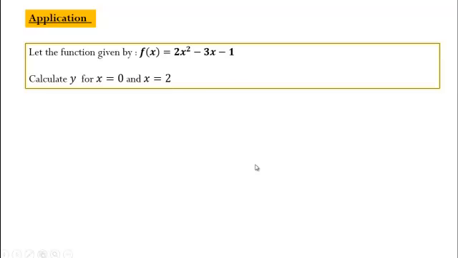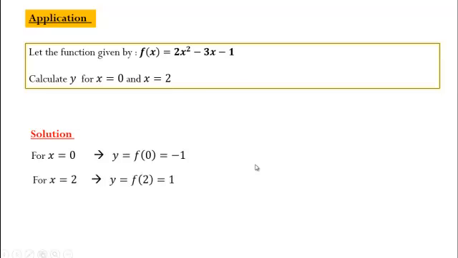We continue. Application. Now we'll talk about using the function. If we have a function f(x) equal to x squared minus 3x minus 1, and the question was to calculate y for x equals 0 and then for x equals 2. In order to calculate f(x), what do we do? We simply substitute the value. So for x equals 0, we have y equals minus 1 by substitution, and for x equals 2, we have y equals 1 by substitution.